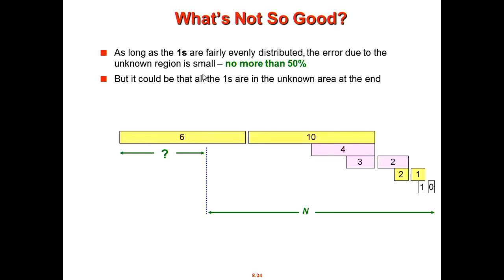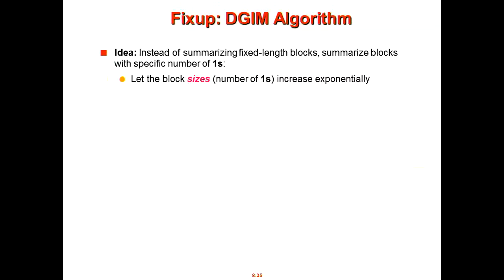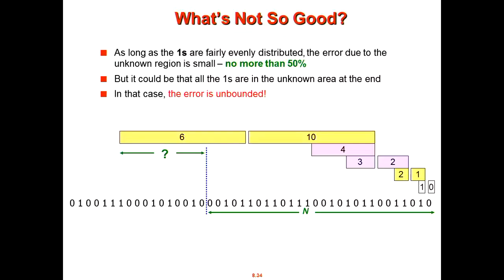But it could be that all the ones are in the unknown area at the end, right? So because of this, the error actually is unbounded, because here all the ones are in the unknown area, but you treat these 6 ones as included in your answer. So let's call this the problem. The error is not bounded, and so you see this problem.